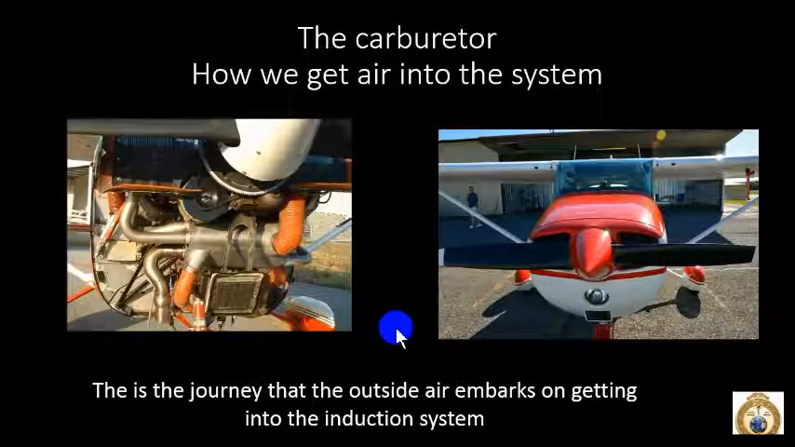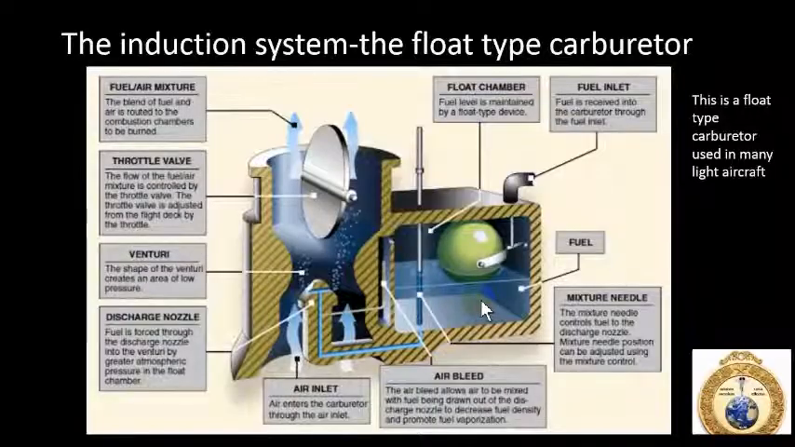So as we talk about the induction system, we've got to look at the carburetor. How do we get air into the system? This is just a little journey that the air embarks on to get into the system and with the mixture. First, if you look here, we have a carburetor air filter. I've got another picture to expose it so you can see what it looks like a little better, because this may not be as great a picture, but you can see the carburetor air filter. This is how the air flows into the carburetor and eventually gets to the engine. There's a little screen there to keep dirt and all kinds of residue from getting into the engine, which is a smart thing.